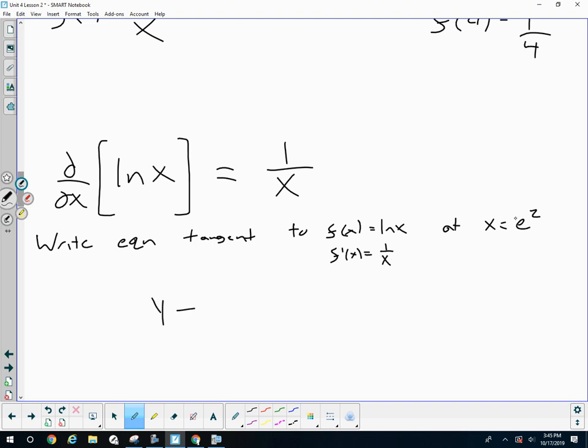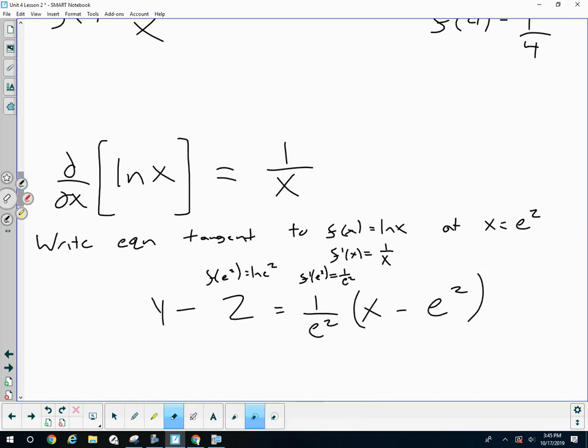Y minus, if I plug e squared into f of x, f of e squared is log e squared, that's 2, equals f prime of e squared, which would be 1 over e squared, times x minus e squared. Not that bad, right? Okay, good. Do the same thing at 2 now.